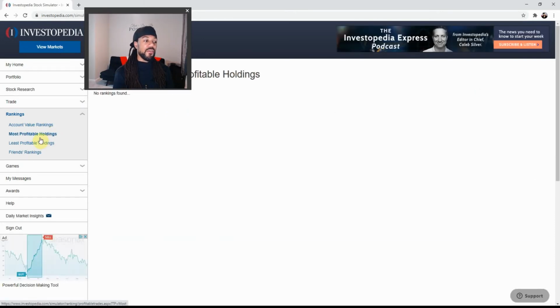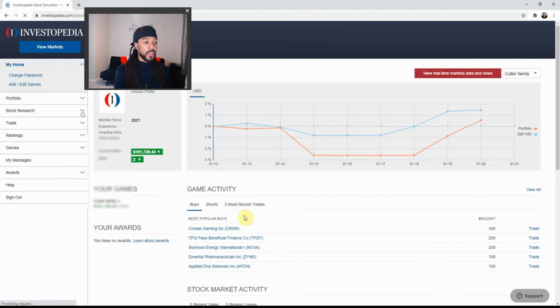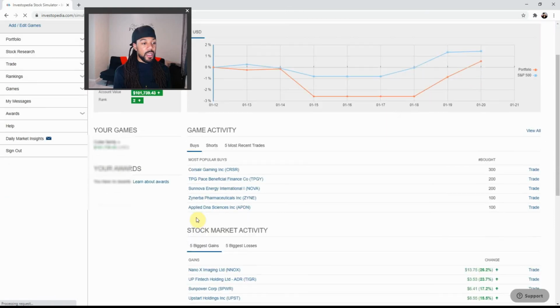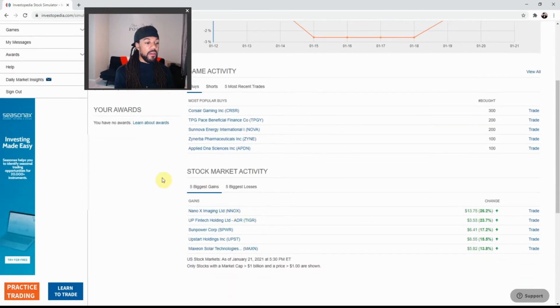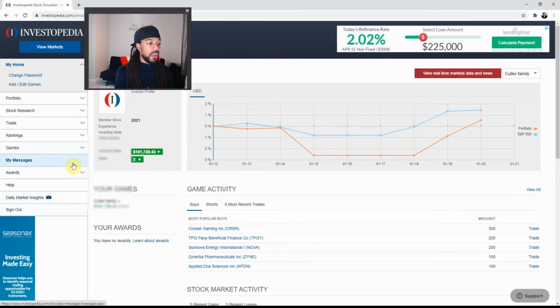There is no ranking found for us because we are not able to see each other's portfolio, which, like I said, makes it a little more fun. But you can see the game activities. This is the game that I'm in, and you can see most popular buys, and then they even have actual stock markets, biggest gainers and biggest losers, and then messages.